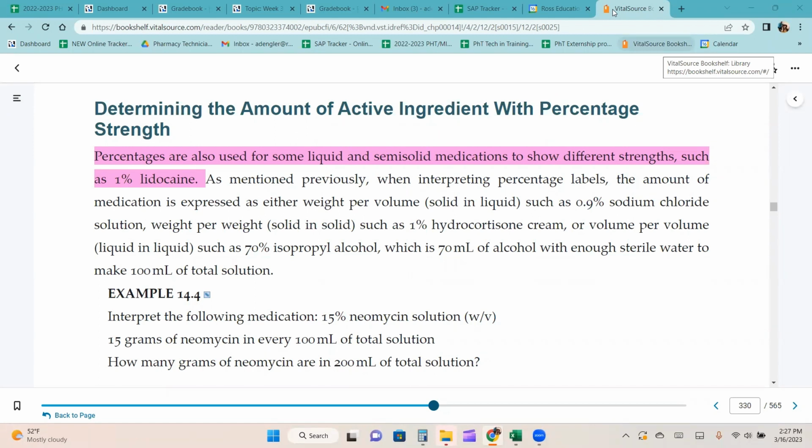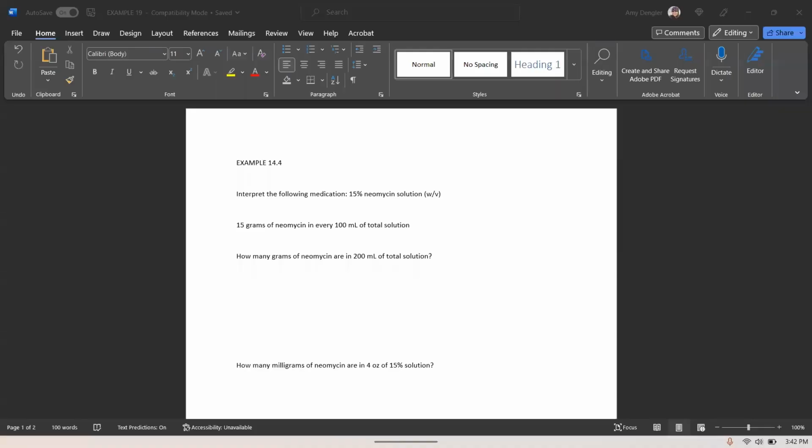Percentages are also used for some liquid and semi-solid medications to show different strengths, such as 1% lidocaine. Let's just go ahead and do Example 14.4. Interpret the following medication: 15% neomycin solution, weight volume. So what that means, and this is what we're interpreting it as, 15 grams of neomycin in every 100 ml of total solution. How many grams of neomycin are in 200 ml of total solution?